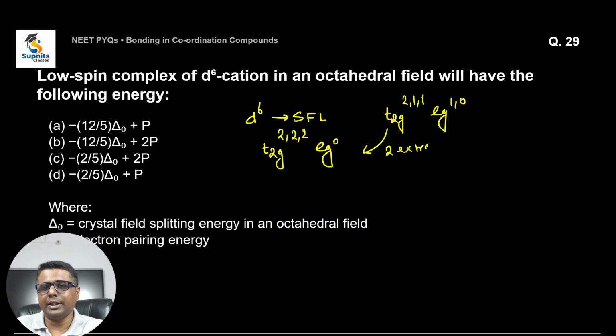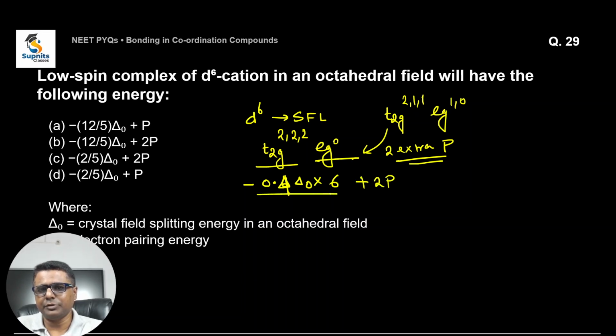Let me just tell you from where I have taken this question. This was one of the NEET PYQs. The answer was given wrong. I have corrected it over here, and I have given you the correct options over here. So 2 extra pairing. Now it is minus 0.4 delta o into 6 electrons here. Here there will be nothing, plus 2P. So this will be minus 2.4 delta o plus 2P. This is the answer.